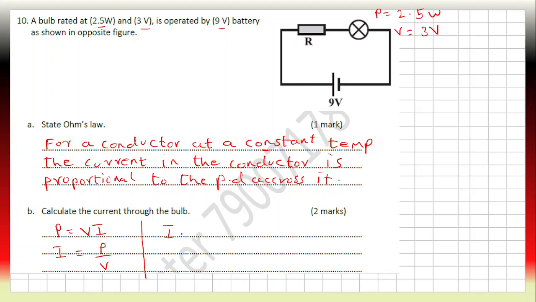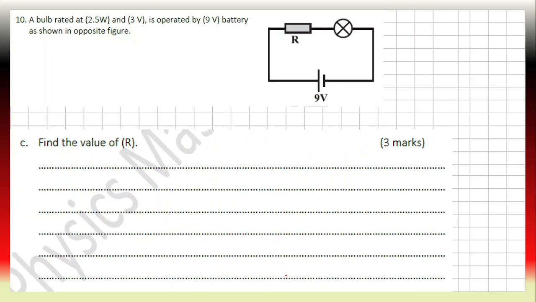So our I is equal to P, which is 2.5, over V, which is 3. You can divide that one. 2.5 divided by 3. So what do we end up with? This will give us a current of 0.83 amperes. Yeah, so the current I through the bulb is 0.83 amperes. That is the current through the bulb, okay?